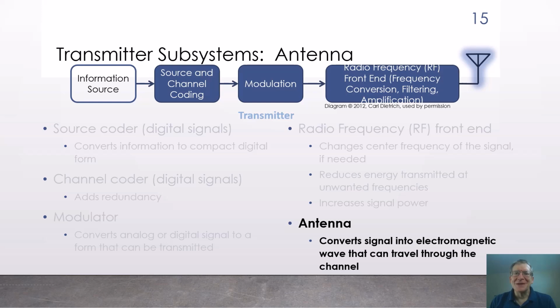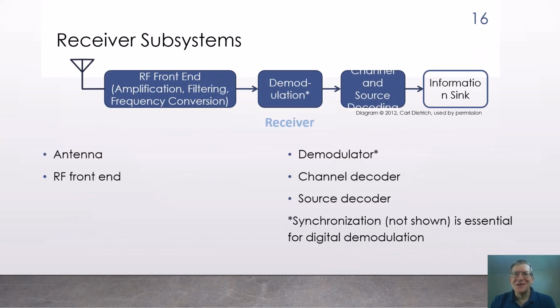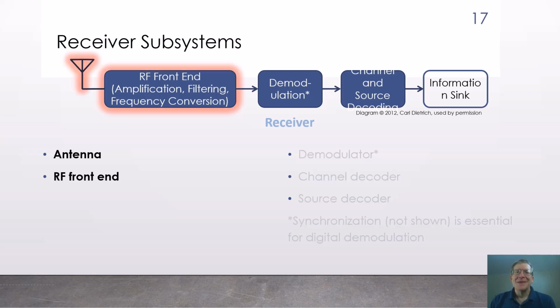Finally, a transmitting antenna converts the output signal of the RF front end into electromagnetic waves that travel through space. By radiating the signal in this way, the antenna enables communication with the receiver at some other location. A receiver converts the signal received after transmission through a channel to a form that can be used by an information sink. The subsystems on the left consist of special purpose hardware that can be designed in a way that makes it possible to control it or configure it by software.